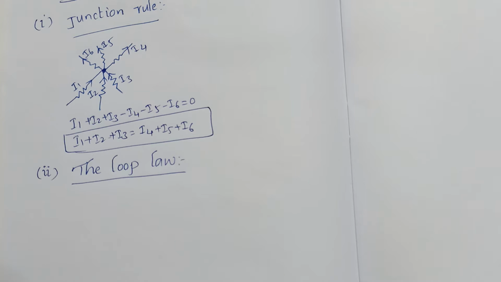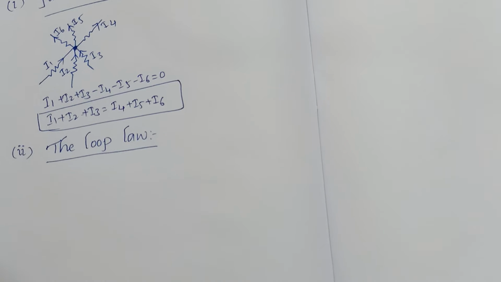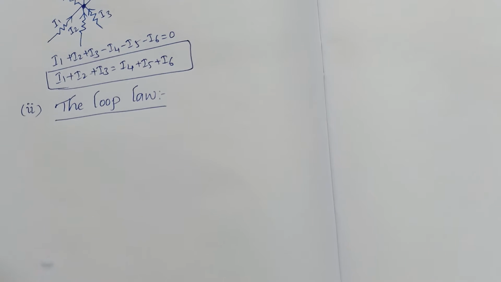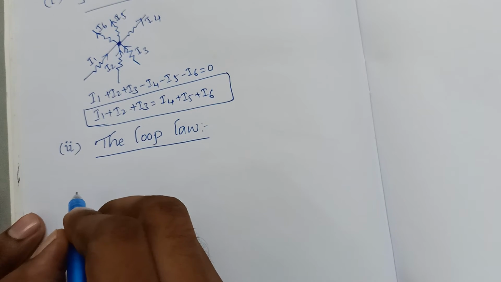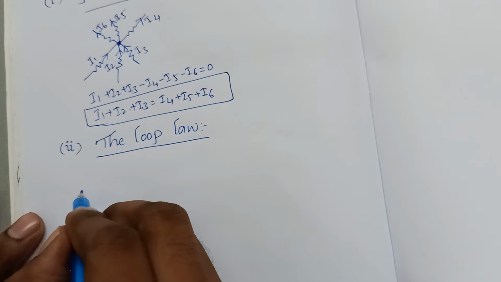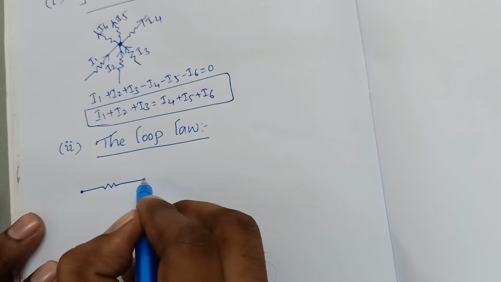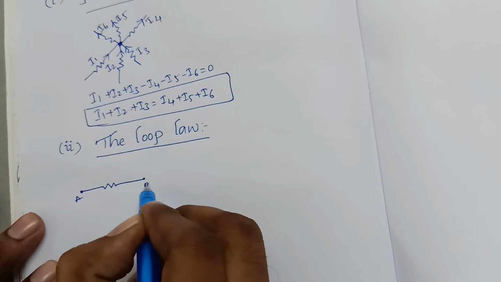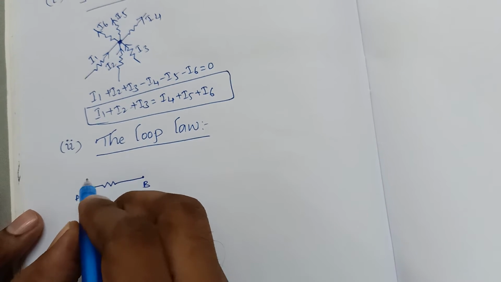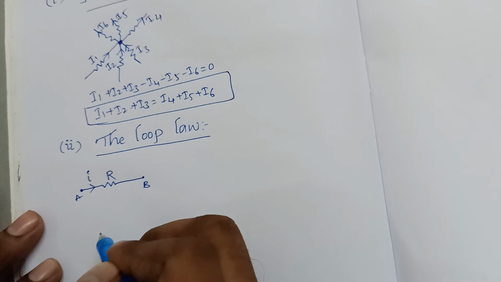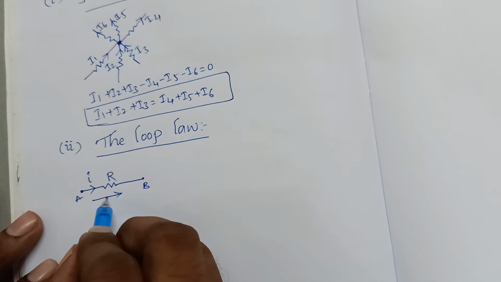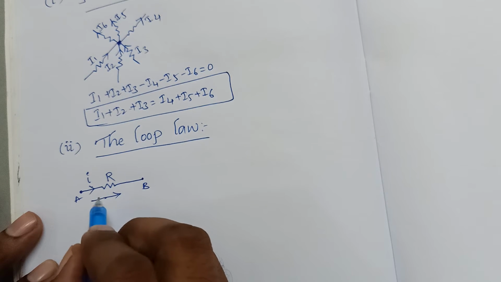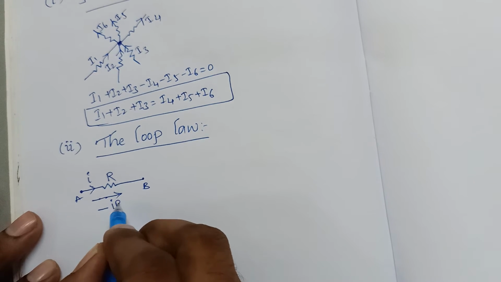Before going to the definition, we need to follow some sign conventions. What are those? Suppose a resistor is given from A to B. Here the current direction is given like this, with resistance R. If our assumption direction and the current direction are the same, then we take the potential difference as minus I into R.